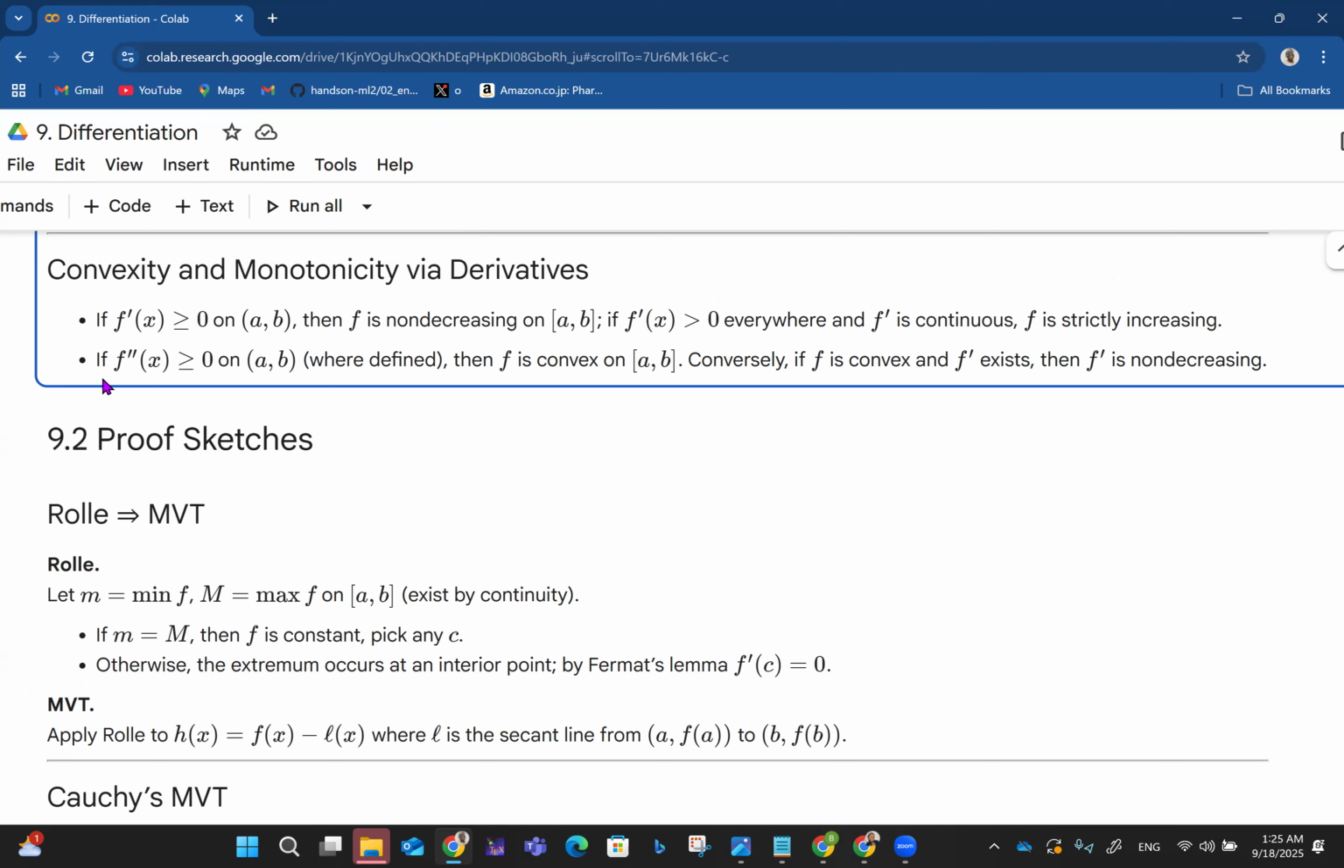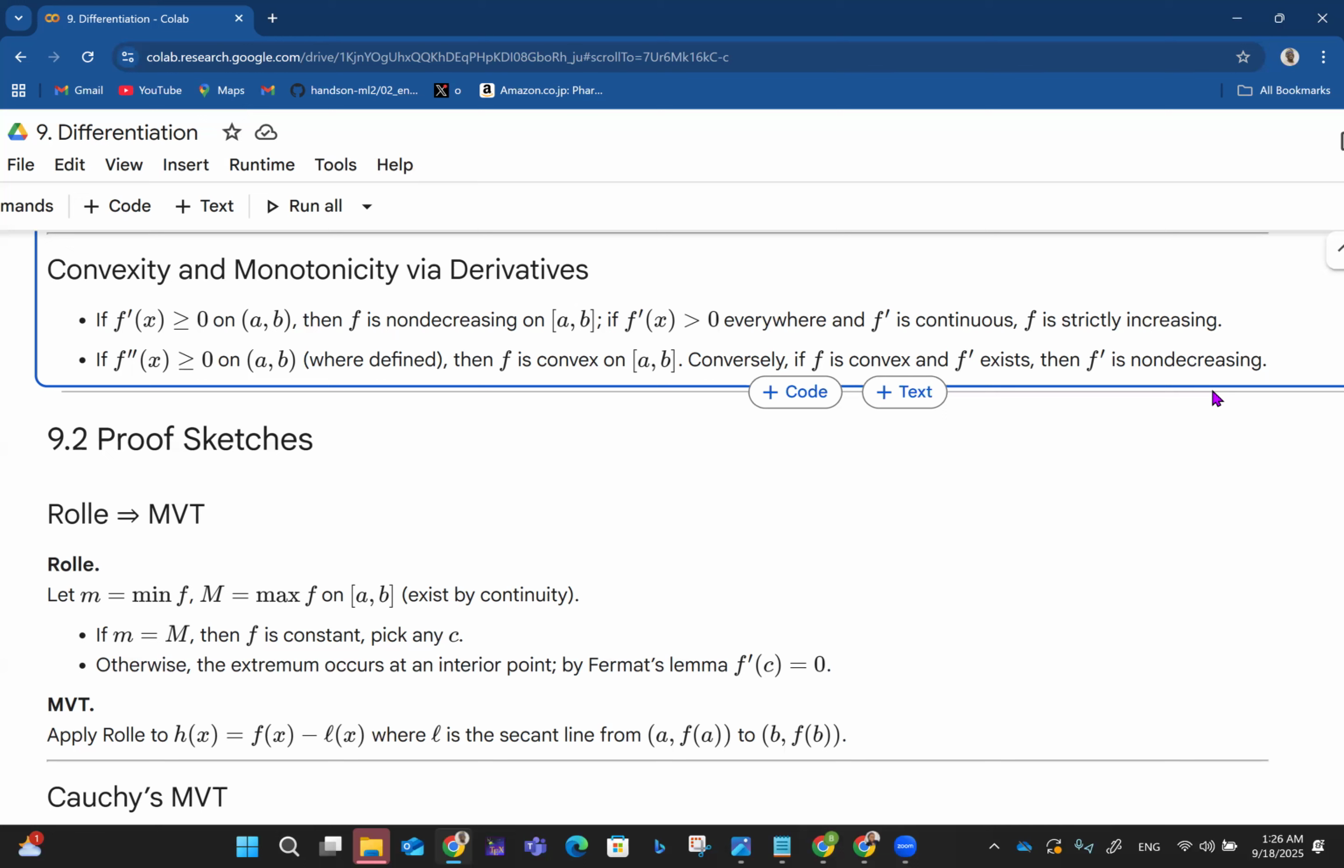Okay, then if f''(x) is greater than or equal to 0 on (a, b) where defined, then f is convex on (a, b). Conversely, if f is convex and f' does exist, then f' is non-decreasing.